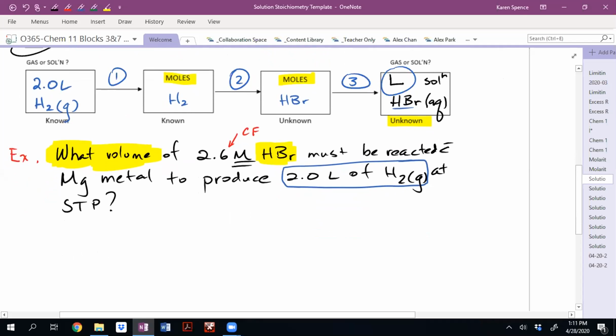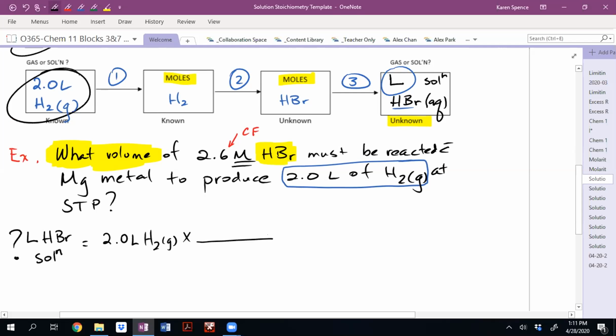Okay, so we want to find the liters of HBr solution. That's what we don't know. And we are starting with 2.0 liters of H2. I'm going to write gas so I don't forget that I'm dealing with a gas. And we are converting into moles of H2. So we need to cancel the liters of H2 and find moles of H2.